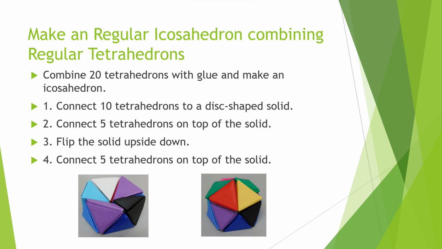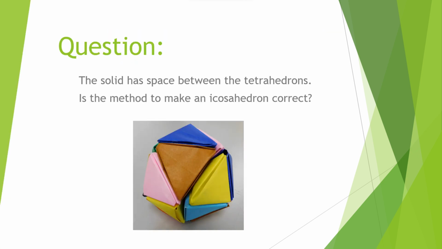Look at the icosahedron you made. The solid has space between the tetrahedrons. Is the method to make an icosahedron correct?